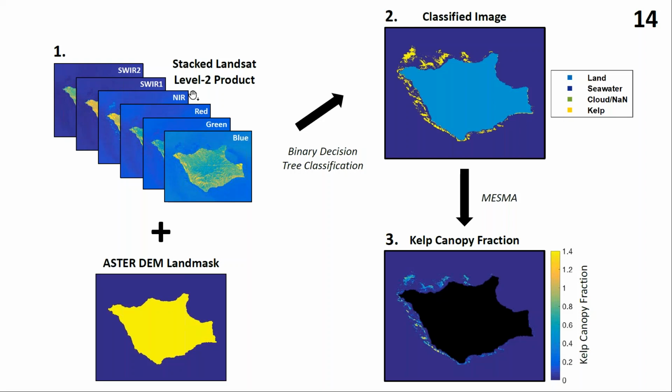And we then use MESMA to estimate the fractional cover of kelp in each pixel identified as kelp canopy by the decision tree process. And we apply our empirical relationship with the diver data to transform those pixel fractions to canopy biomass. So you can see the differences in canopy biomass density in step 3 there. Next slide.